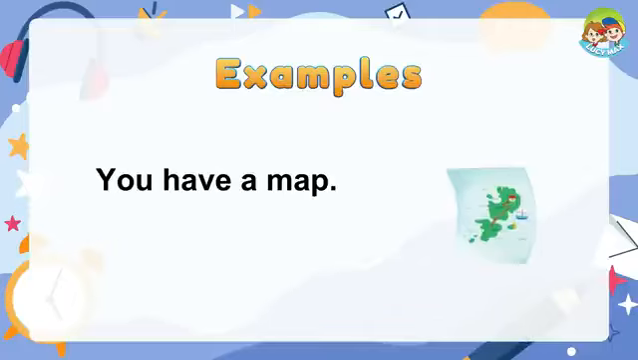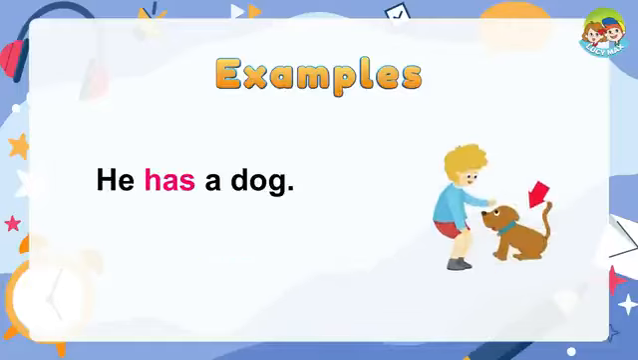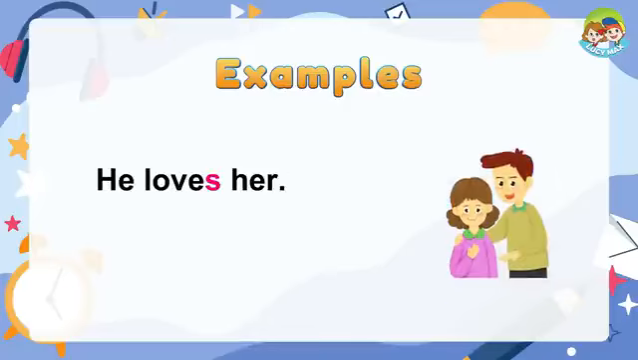You have a map. The question becomes, do you have a map? He has a dog. The question becomes, does he have a dog? He loves her. The question is, does he love her?